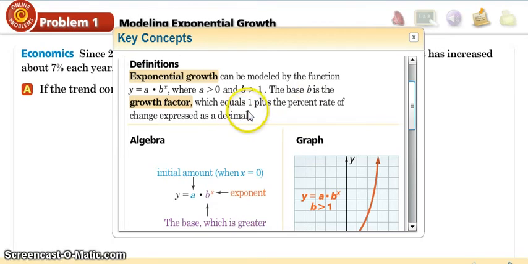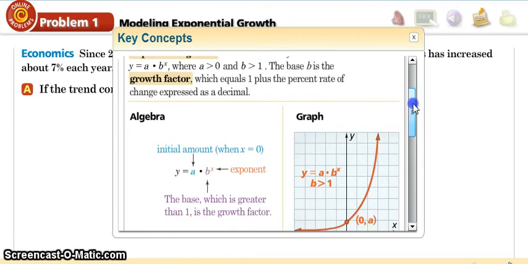So, for instance, if you had 50%, that would be 0.5, and that would be quite a lot if you were leaving that sort of tip. So it would be 1 plus 0.5, which would be 1.5. So you add on your percent rate of change.